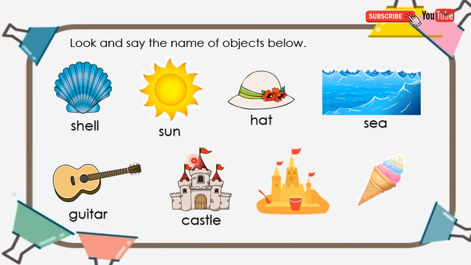Next picture is sandcastle. So it's different between castle and sandcastle. Castle is the real building. Sandcastle, we build from the sand. Kita bina daripada pasir. Castle ni adalah istana yang sebenar. Right, last picture, ice cream.